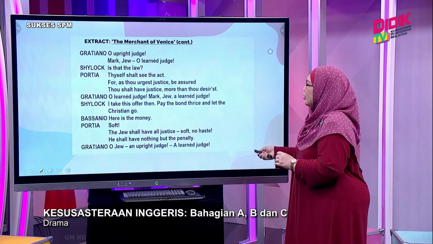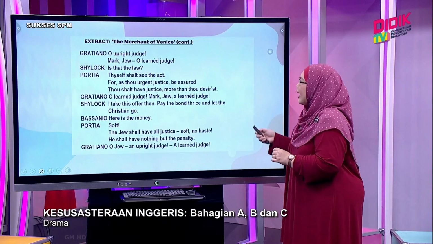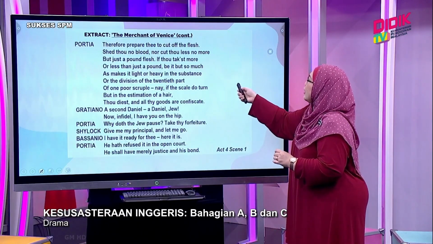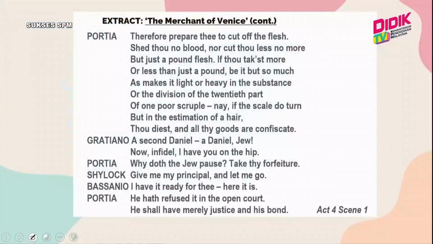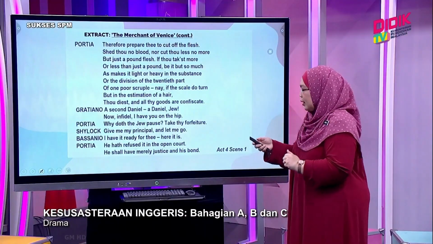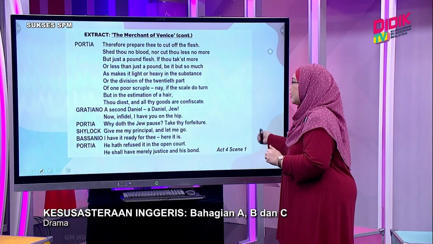But then you go on to read, and then she says, at the end here, "Prepare thee to cut off the flesh." Prepare thee to take off that pound of flesh, as in the contract between Shylock and Antonio. "But shed thou no blood, nor cut thou less no more, but just a pound of flesh." And that's the loophole that Shylock did not expect. And this exciting moment in MOV comes from Act 4, Scene 1.